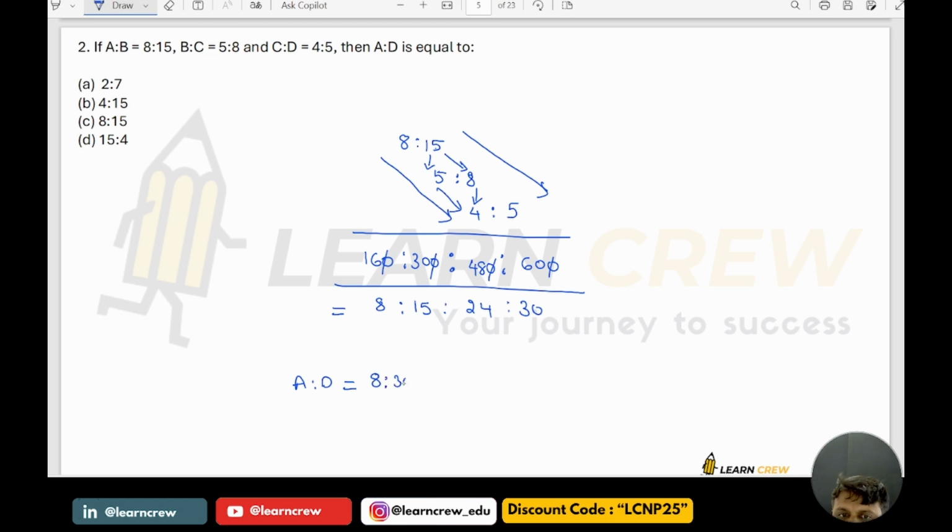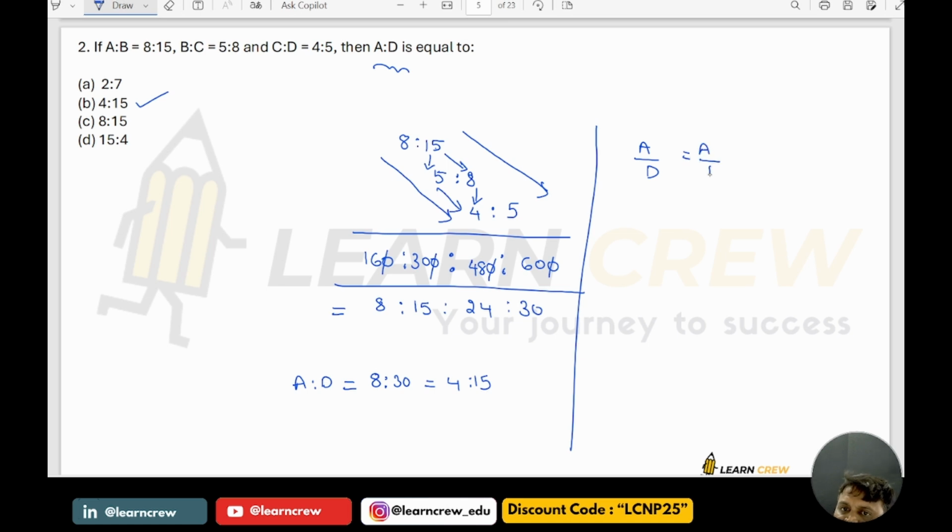8 is to 30 means how much? 2 4s are, 2 15s are. So 4 is to 15. And remember here A is to D is asked. A by D is asked. How can I write A by D as?